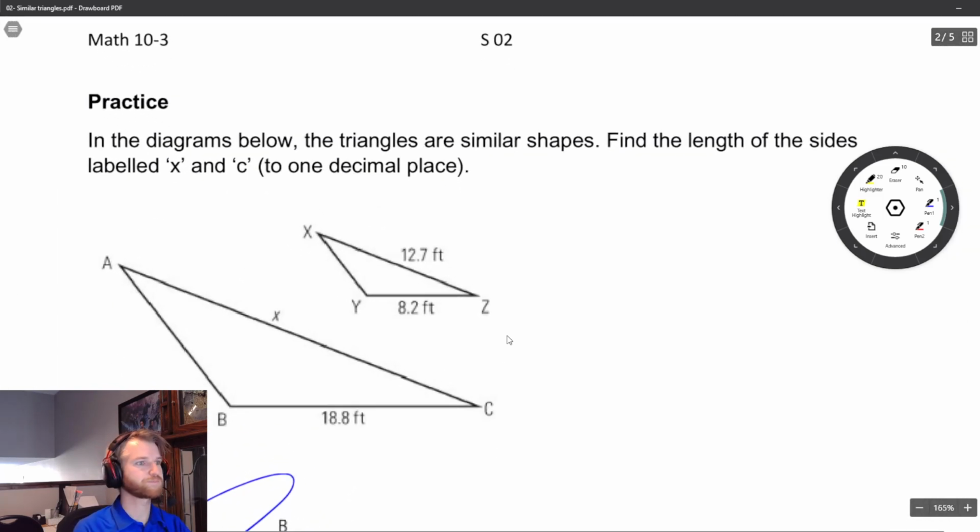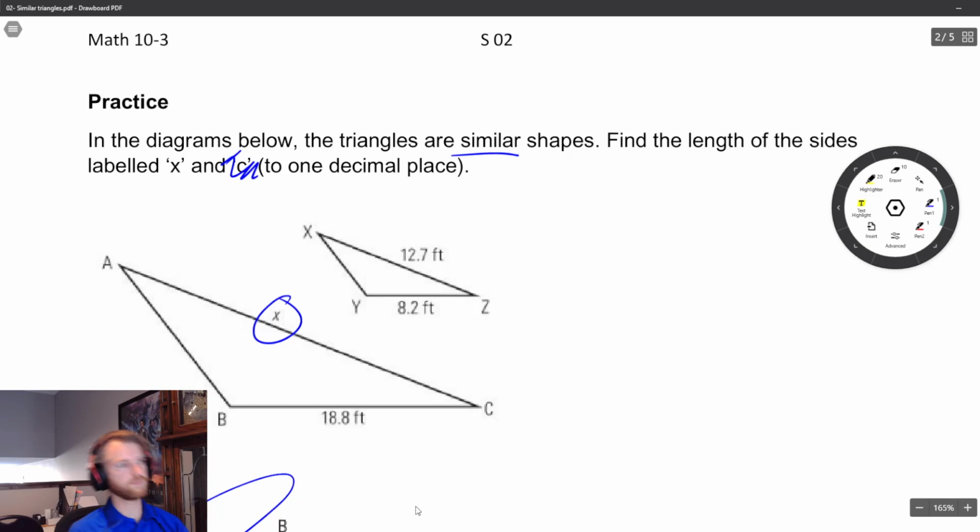But for this one, it tells us that in the diagram below, the triangles are similar. Right off the bat, those three angles are going to match these three angles, so we don't have to worry about finding that out. Find the length of the sides labeled X and C. We're only going to do the one that's labeled X.